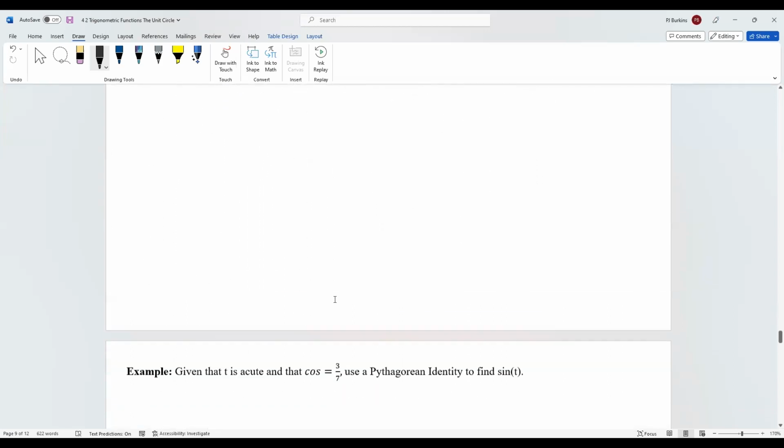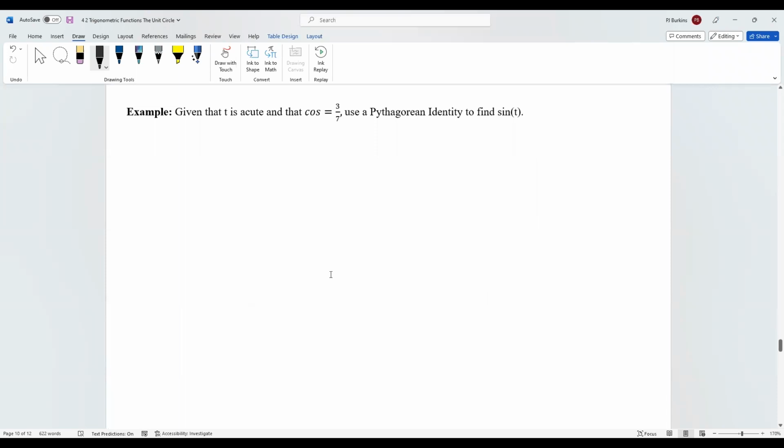So let's take a look at yet another example. This time they give us an acute angle. It looks like there's a t missing here, so I'll just put it in, where the cosine of t is 3/7. Use a Pythagorean identity to find sine of t. All right. So cosine of t is 3/7. Well, the Pythagorean identity, the basic main one, was sine squared of an angle plus cosine squared of an angle must equal 1. So I can substitute this in for cosine and solve for the sine.